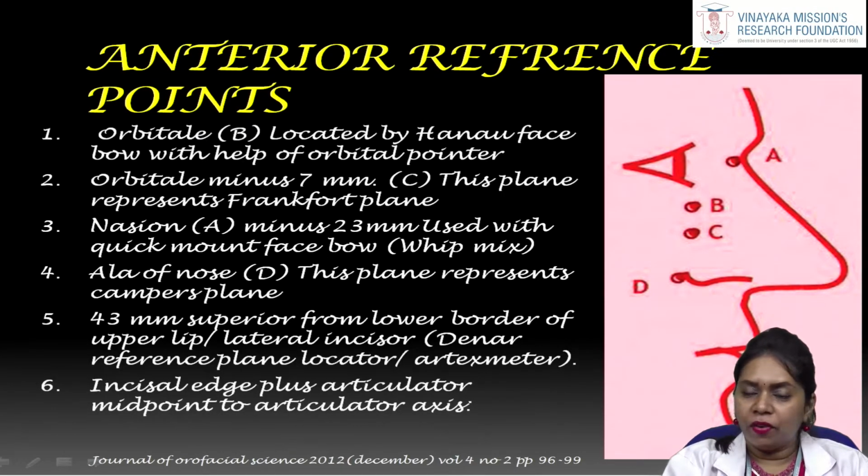So let us move on to a few of the anterior reference points which are used in facebow mounting. First is orbitale, which is used by the Hanau facebow with the help of an orbital pointer. The second is orbitale minus 7 mm. This plane represents the Frankfurt's horizontal plane. Then we have Nasion, which is represented as point B in the picture. It is used with the quick mount facebow. Then we have the ala of the nose, which is designated as D in the picture. This plane represents the Camper's plane.